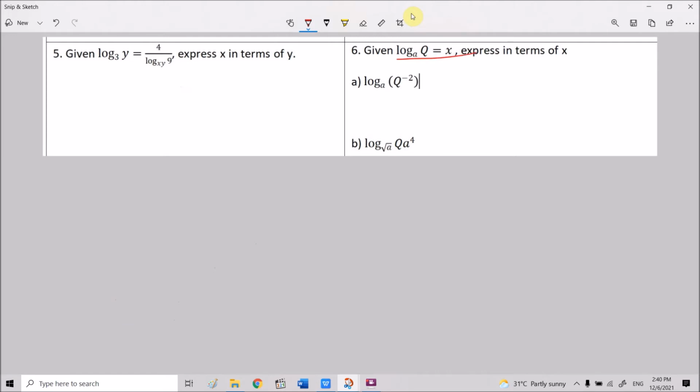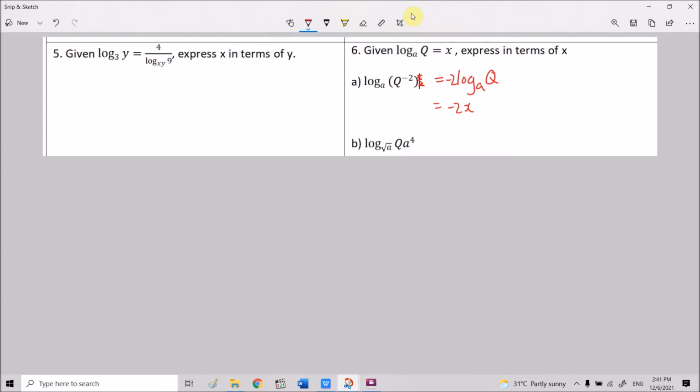Given this, express in terms of x. Okay, so now this one is just an error here. So log base a of q to the power of -2. Actually, by using the law of indices, I can move the -2 in front. Okay, so since log base a of q is x, the answer is -2x. That's it. 1 mark for this.